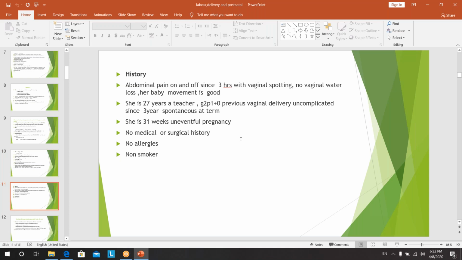Okay, so the examiner now will hold another paper and give it to you. He will give you this paper and say, doctor, this is the history of this patient. From the history, as you see, this patient has abdominal pain, on and off, since 3 hours, and she has vaginal spotting, no vaginal loss. Her baby movement is good. She is 27 years old, gravida 2 para 1, previous vaginal delivery uncomplicated 3 years ago, spontaneous at term. She is now 31 weeks, uneventful pregnancy, no medical history, no surgical history, no allergies, and non-smoking.